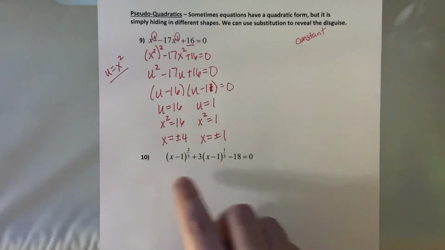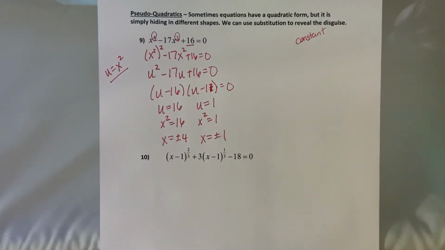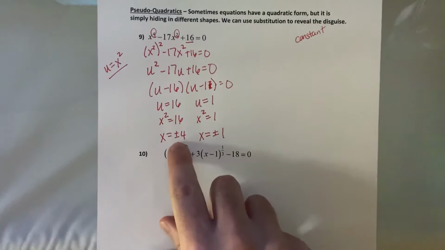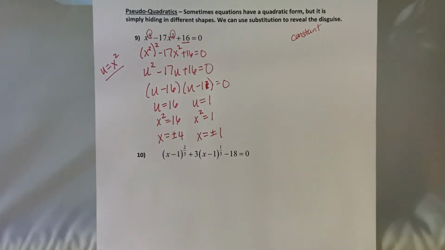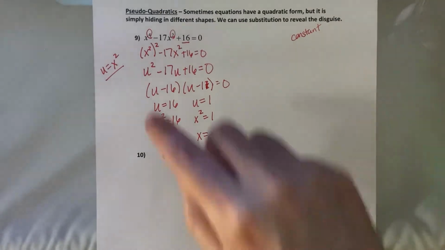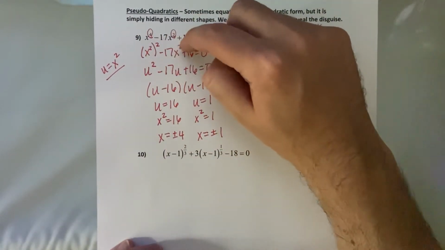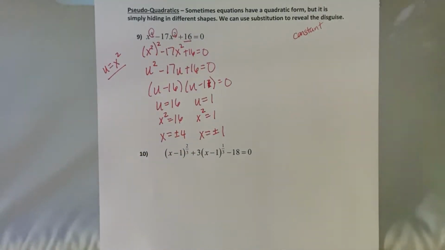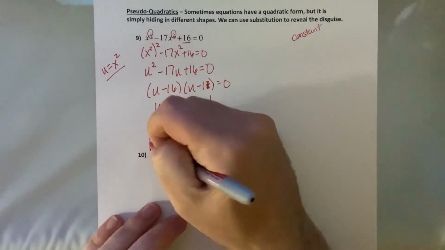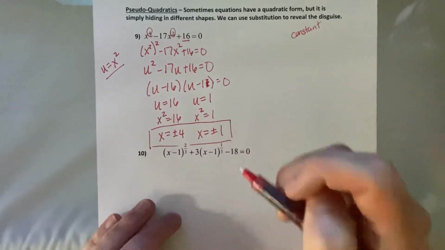It doesn't hurt to plug it back in and check. In this case, particularly with something like number 10, we'll have to check. But because we didn't have to introduce any roots, it shouldn't be a problem. But 4 to the 4th is 256. So this is 256 minus 272 plus 16, so that is 0. When I plug in 1, I get 1 minus 17 plus 16, it's also 0. So all 4 of these are answers.